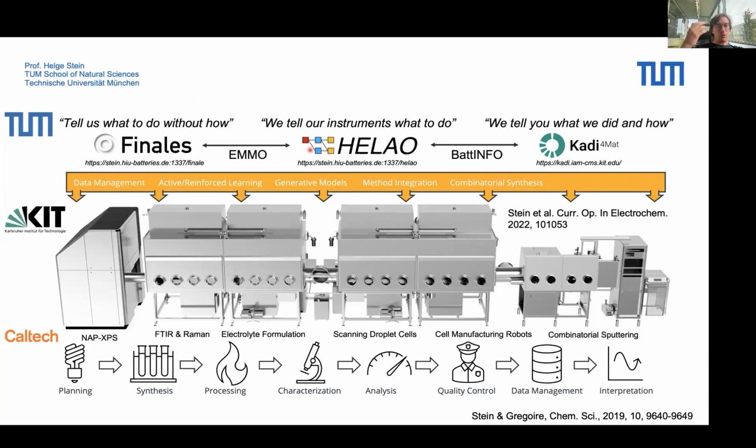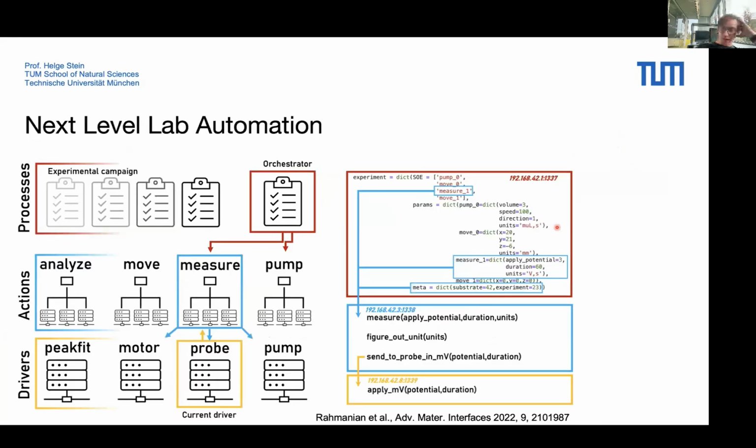Now, somehow we need to tell our instruments what we want from them, and then we need to tell our instruments exactly what to do. This is a framework that we call HELAO, which stands for the Hierarchical Experimental Laboratory Automation Orchestration Framework. And then eventually we have to tell you what we did, but also our machines need to tell us what they did. And for that we have a data management framework. For political reasons back then, when we started, this was Cutting for Mud, so we're actually running our own instance of that. And then I'll mostly talk about the integration. So how do we integrate now with our machines? We have this next level lab automation framework.